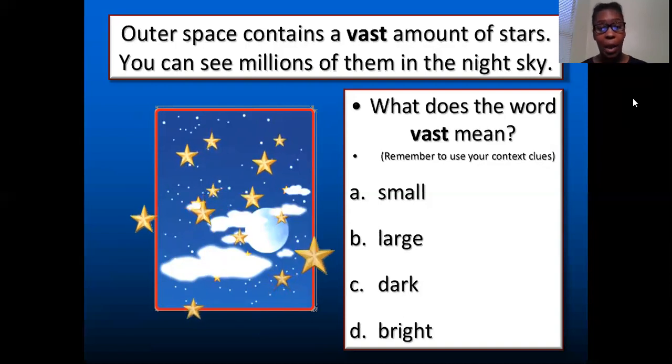Okay, what about D, bright? Outer space contains a bright amount of stars. You can see millions of them in the sky. Now, the stars, even though they may be bright, that doesn't have anything to do with showing how there are millions of them. So I think the best answer choice for this one, hopefully you picked it, should have been B, large.